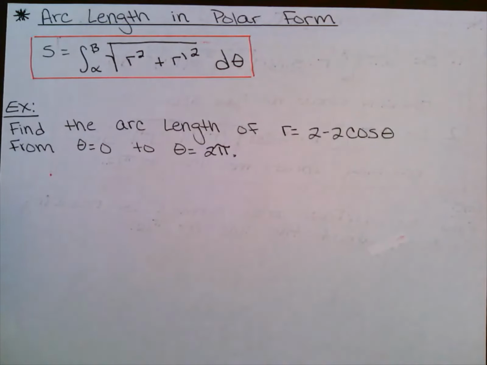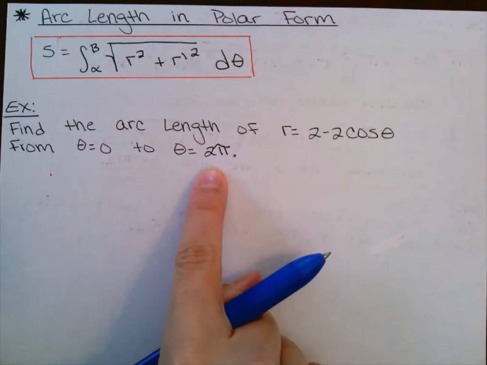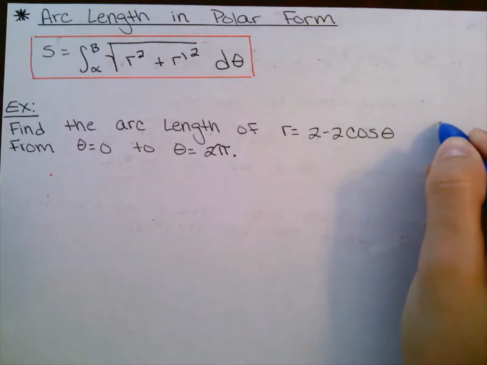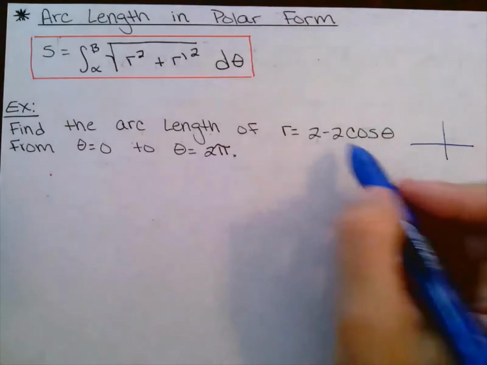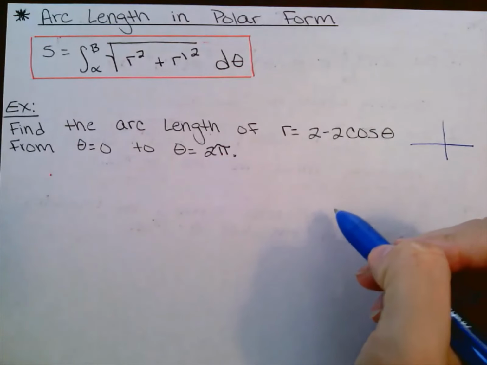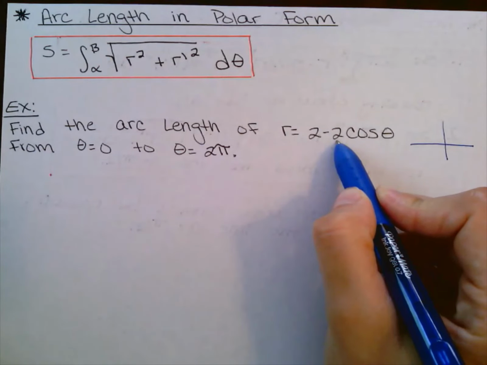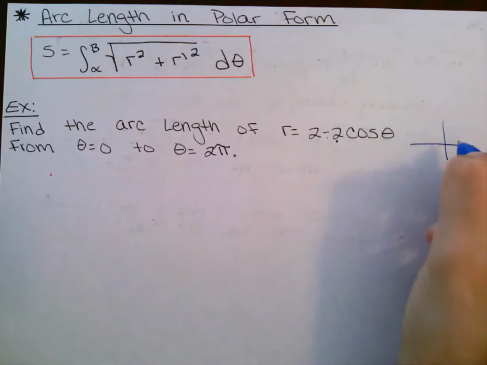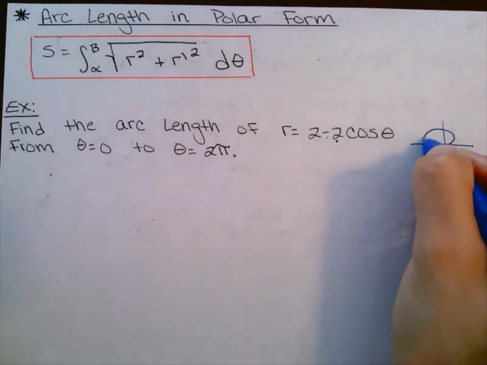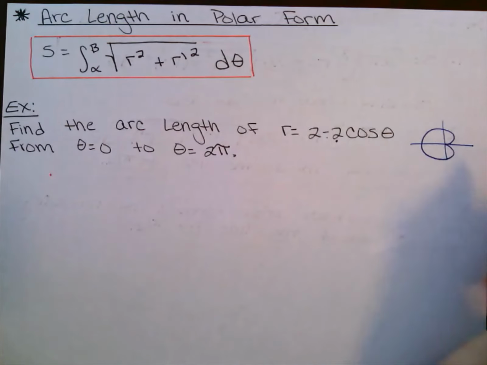This first question says find the arc length of r, which is 2 minus 2 cosine, from 0 to 2 pi. If they weren't nice enough to tell you from 0 to 2 pi, I know that 2 minus 2 cosine, a number minus a number with a trig function, is a limaçon. A 2 and a 2 means the ratio is a 1, so it's a heart. And the negative cosine means it is majority left. So even if they didn't give me that 0 to 2 pi, I know that this graph takes up all 4 quadrants, so I would have to do from 0 to 2 pi, okay?